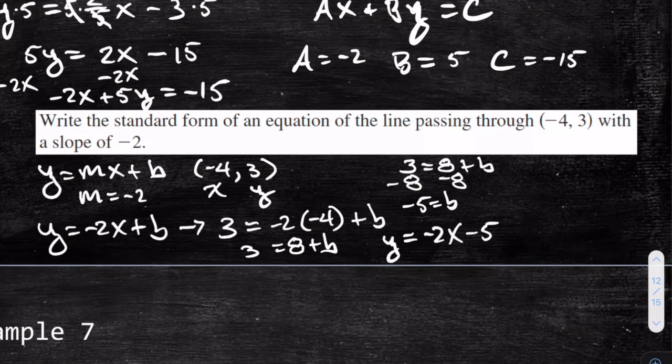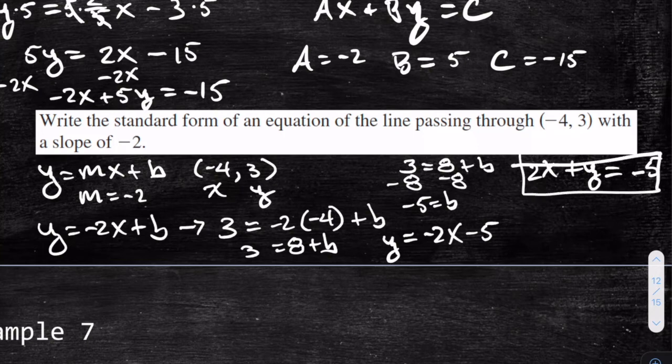Now we're not done yet because we still have to turn this into standard form. Well, that's going to take adding 2x to both sides. So if I add 2x, I get 2x on the left plus y is equal to, and what's left on the right? Negative 5. And now it's in standard form, and that's what we were looking for. 2x plus y is equal to negative 5.